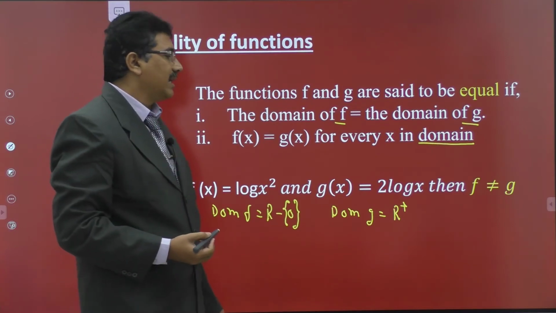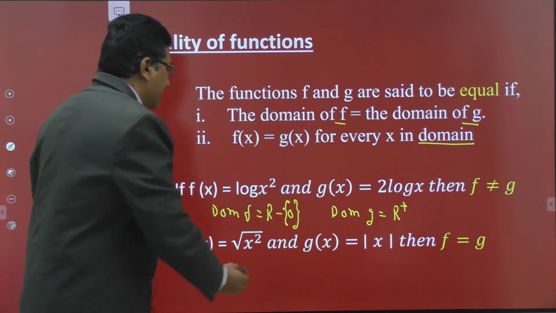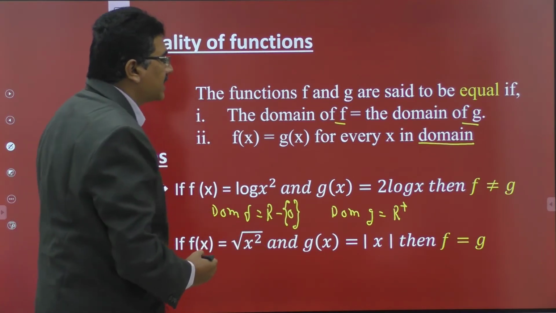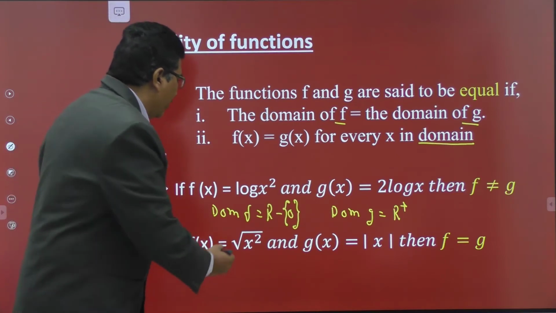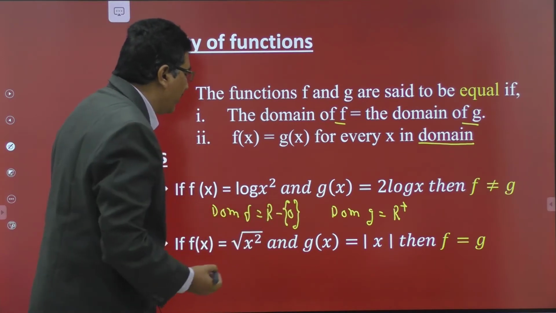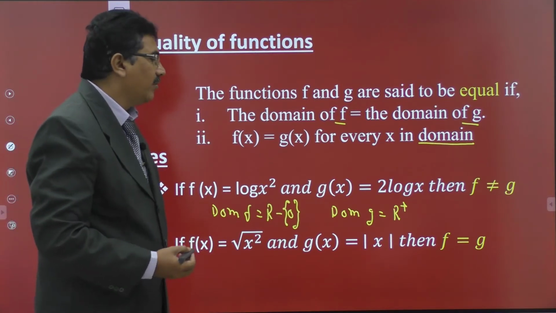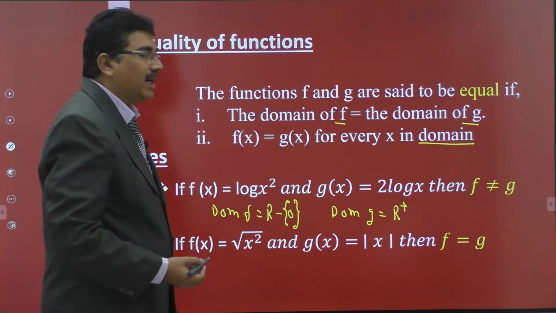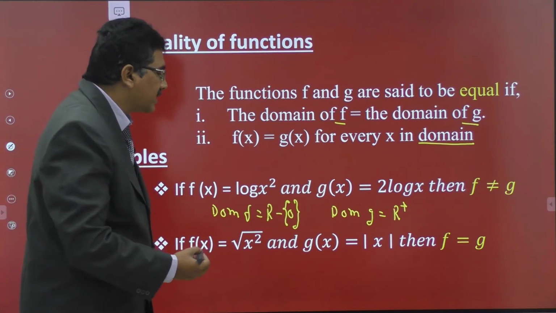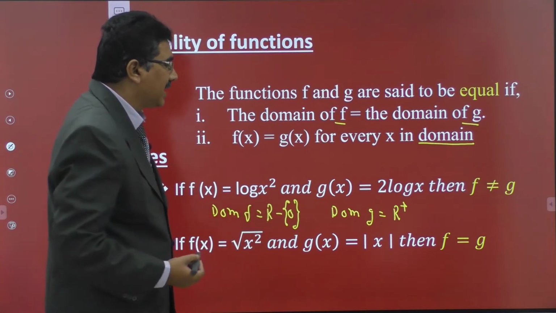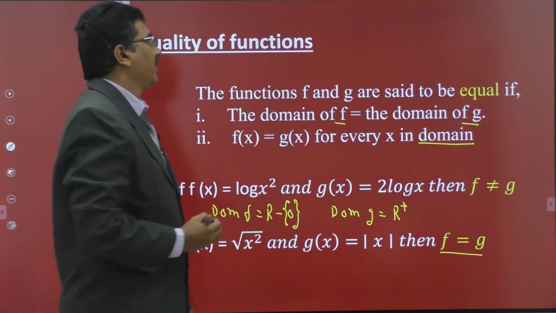Now see the second example. If f of x is equal to root of x square and g of x is equal to mod x, in this case the domain of f and the domain of g are the same, that is the set of all real numbers, and the image of each element in the domain with respect to f and g are the same, so in this case f is equal to g.